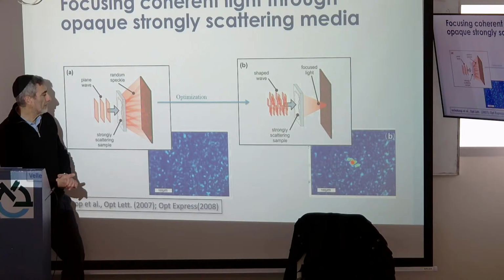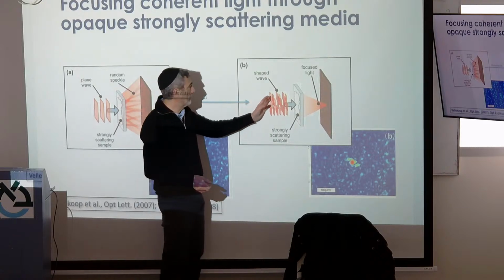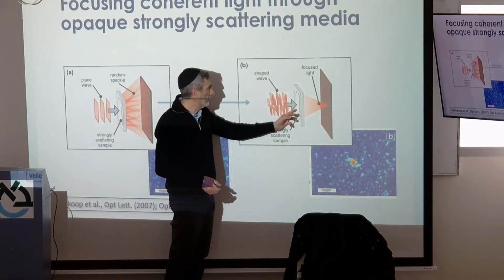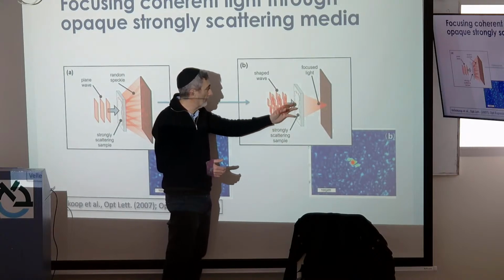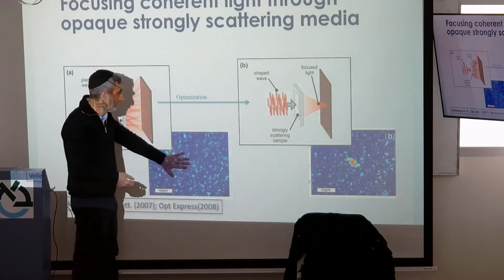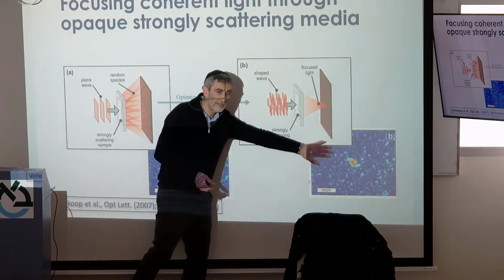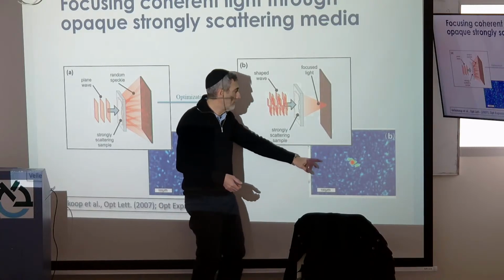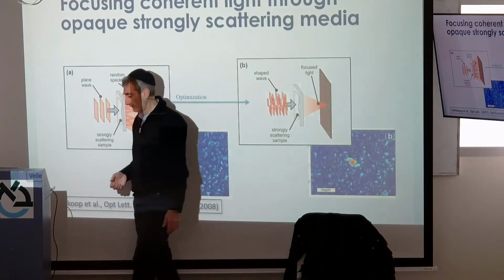There are many optimization algorithms that have been developed to optimize that. But once you optimize, you can shape the wavefront so that it traverses the scattering medium and focuses on the other side, and you see the result here, the speckle pattern. You are not eliminating the speckle pattern; it's still there, but you maximize the intensity where you want, at the position you want.